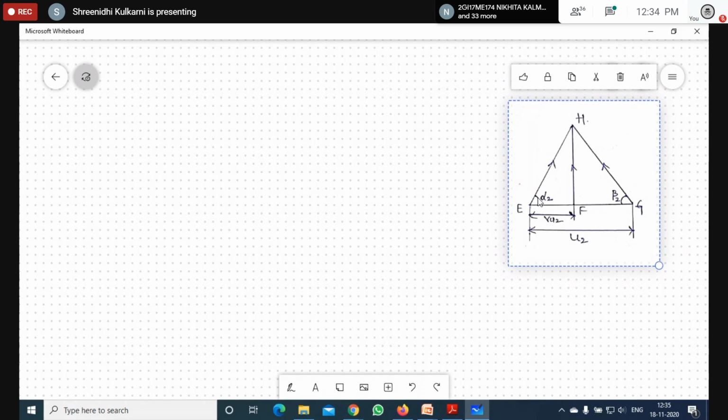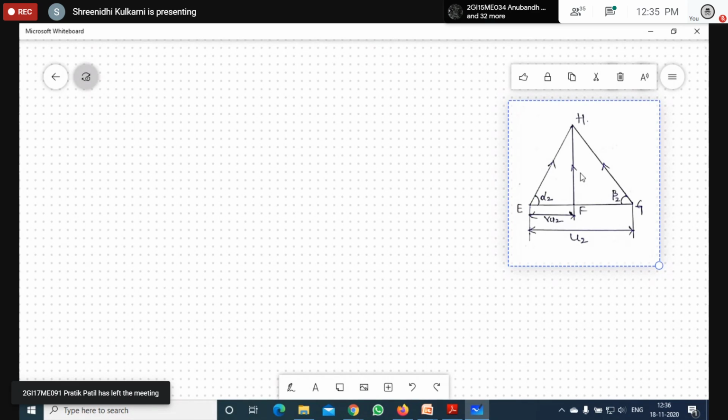So here I'm going to show HEF as one velocity triangle and HGF as the other velocity triangle. So here we will get the two velocity triangles. So by this, we can take VF2, which is common.